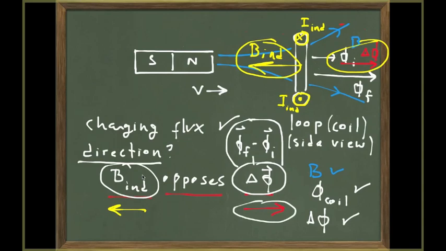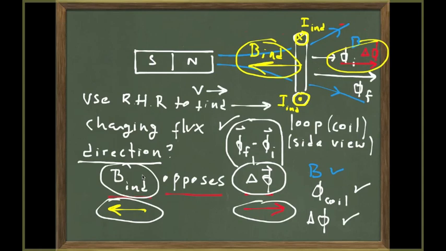If the change in flux vector points to the right, the induced magnetic field is going to have to point to the left. The final step is to translate the direction of the magnetic field into the direction of the induced current. The direction of the induced magnetic field inside the coil is to the left, so when you use your right-hand rule, that tells you that at the bottom wire, the current should be coming out.